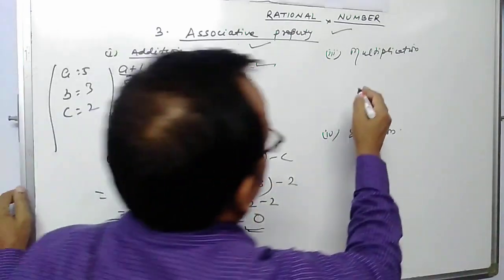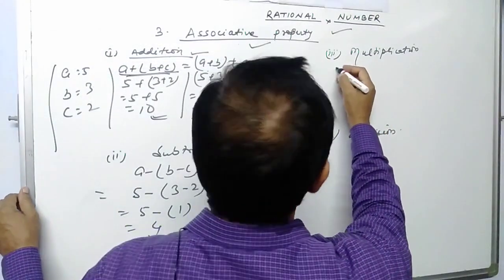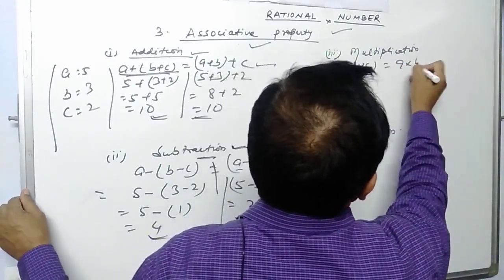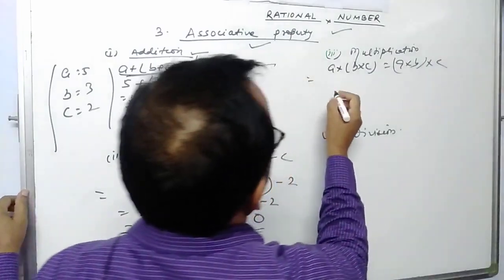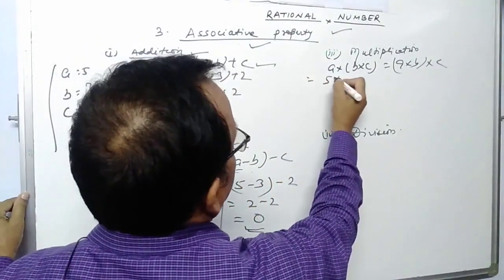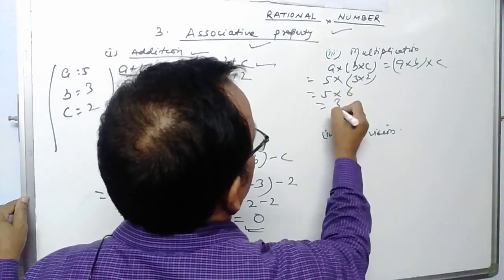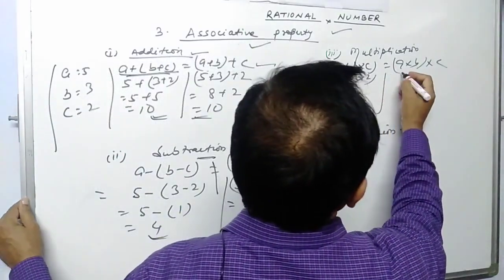Now check it for multiplication. That is, a into (b into c) is equal to (a into b) into c. This will be equal to a is 5 into (b is 3 into 2), that is 5 into 6, that is equal to 30. Now check it for RHS.